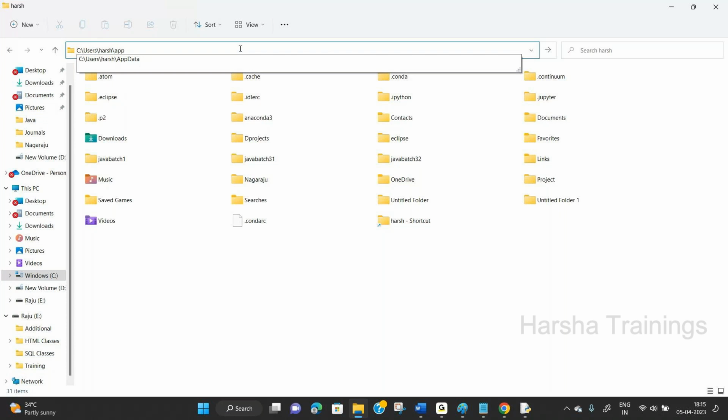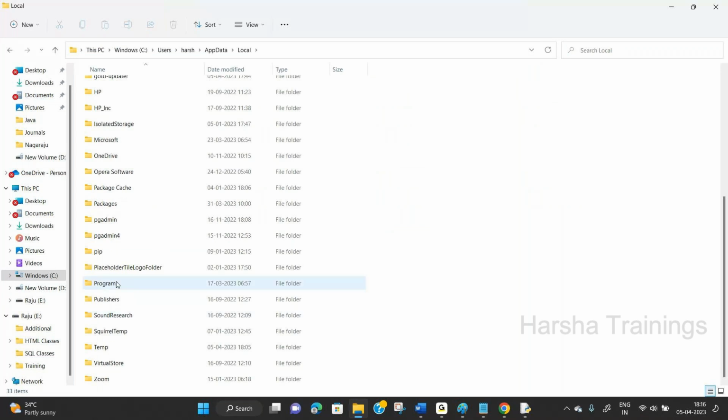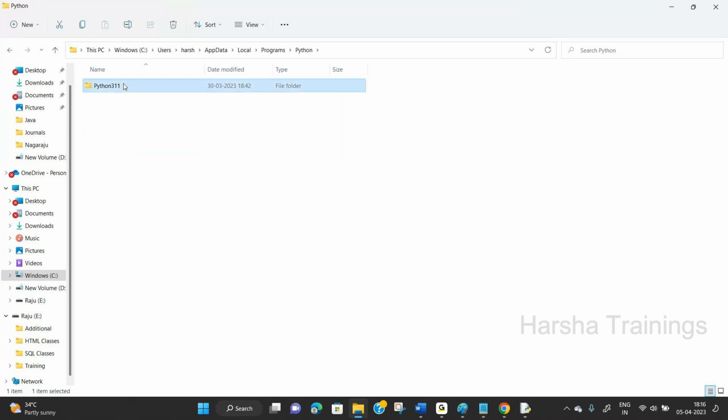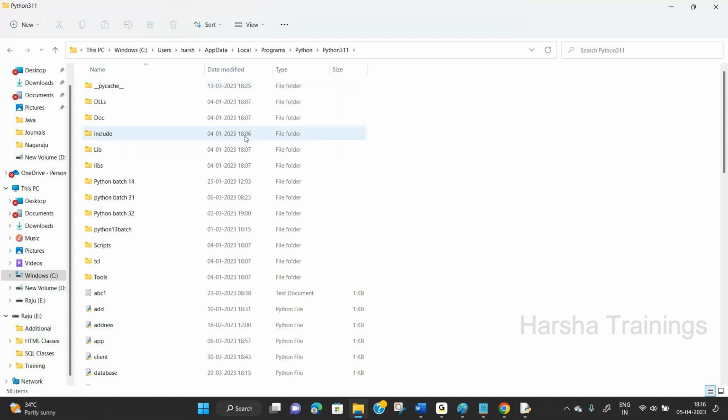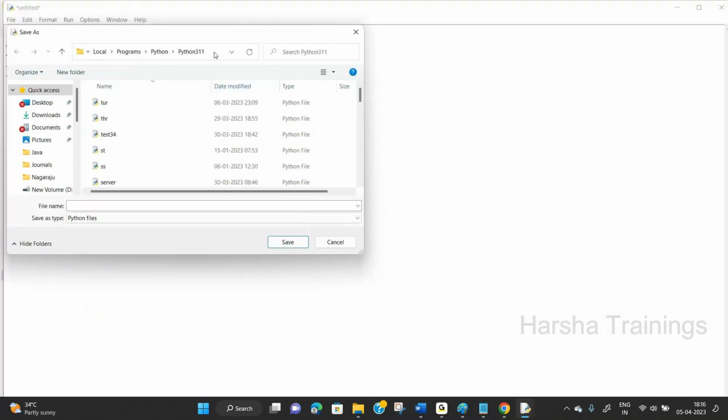Actually in your system the AppData folder is not visible to you. That is a hidden folder. AppData, under this Local, Programs. Now by seeing this word you understand what that is. By default your Python software is installed at that position. See this one, Python 311. So whatever program you are trying to save, by default they are saved in the same location.